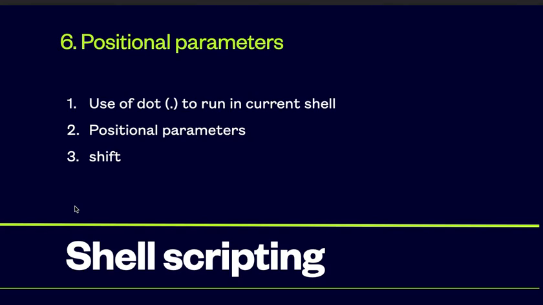Hello folks, welcome to the new chapter. This is about the positional parameters, and before beginning this chapter we'll revisit one of the earlier concepts, which is the use of the dot to run the script in the current shell.